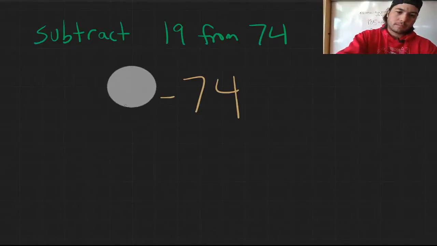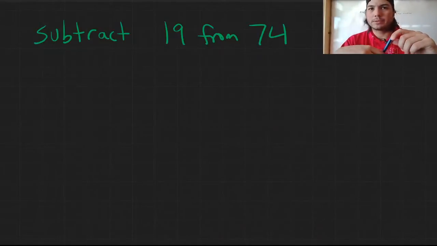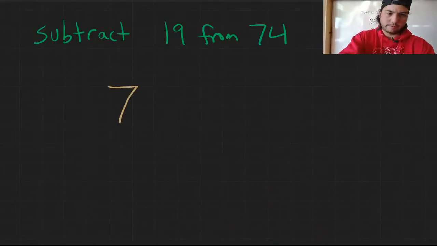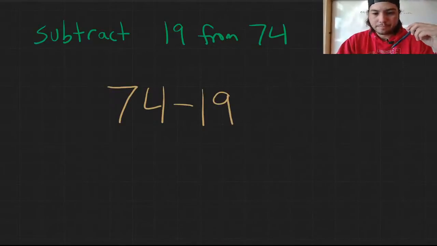So this is where really making clear, okay, subtract 19 from 74. So really thinking about it in those logical terms. Okay, if I'm taking something away from something else, right, I have to start with my 74, and then I have to subtract 19 from it.